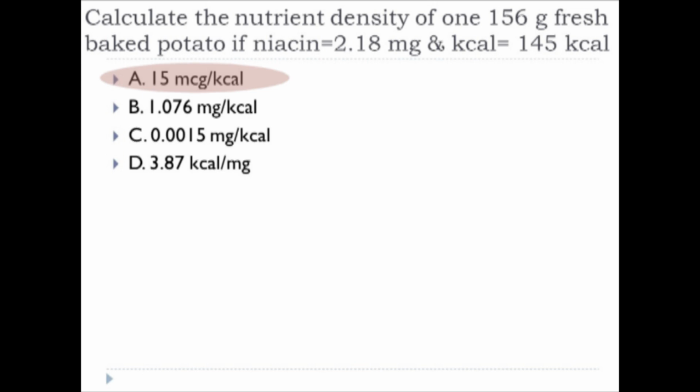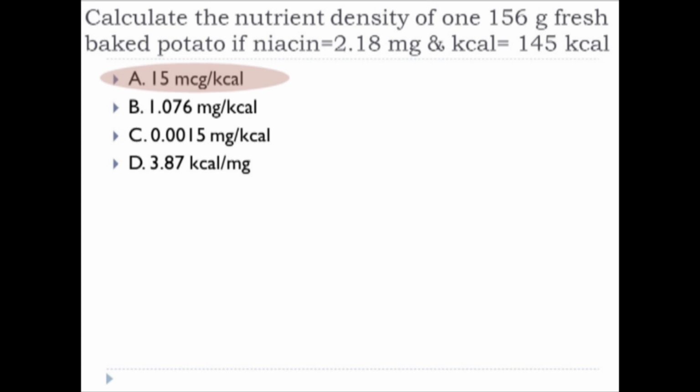So let's take a look at how I calculated this. Well, first we understand that nutrient density is the quantity divided by the calories. So the quantity here is 2.18 milligrams. So we're going to divide that by the number of calories, which is 145 calories in that potato. And we end up with 0.015 milligrams per calorie. And you can see in option C that isn't the correct answer. C is 0.0015. The correct answer in milligrams would be 0.015 milligrams per calorie. So C is wrong because it's actually 10 times smaller.